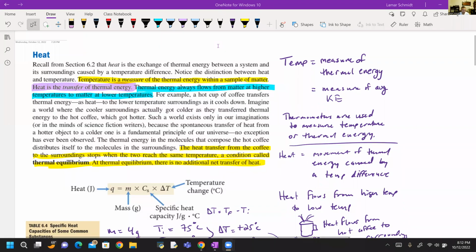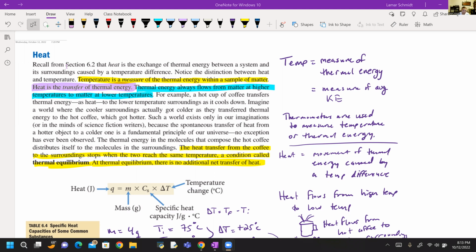Hello, AP chemistry students. In this lesson, I just wanted to go over some of the highlights from our class today, Wednesday, October 12th. What we discussed was heat. I gave you a reading in the assignment, and I'm just going to go over some highlights of that reading.